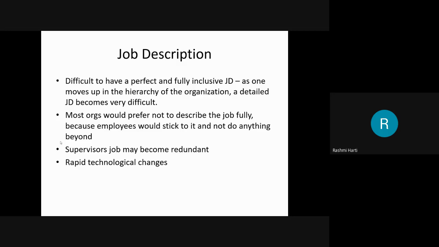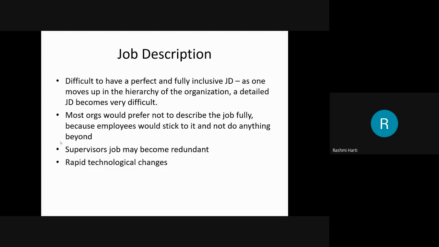Okay. So most of the organizations prefer not to describe the job fully because employees try to restrict themselves to that particular job. They try to stick to it, and they will not do beyond it. Okay. So they will say, this is my job description. I am going to do only this much. I am not going to do anything beyond this particular job description. So to fix that limitation, it is very clearly specified that job description is the minimum task which you are going to do in the organization.